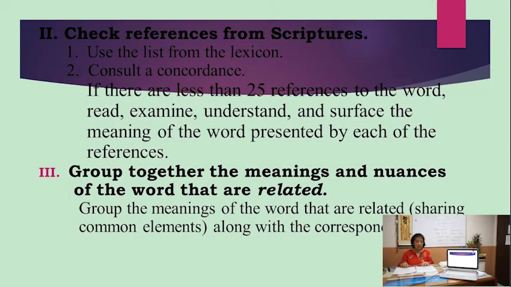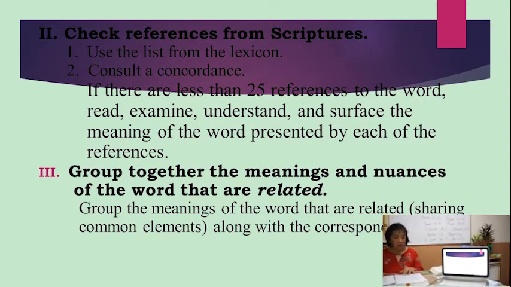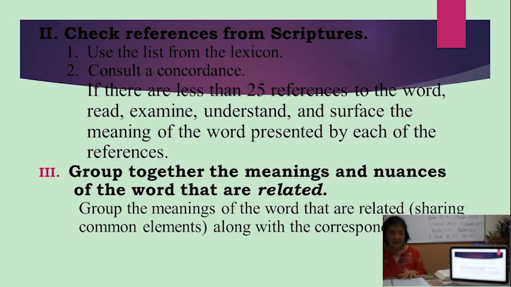After identifying your word and summarizing the result of your study on the word, then you go to checking the references from Scripture. Use the list from the lexicon or consult a concordance. If there are less than 25 references to the word, read, examine, understand, and surface the meaning of the word presented by each of the references. If you're using Accordance, press the Hebrew word, right-click, click Biblia Hebraica, search for root, analytics, and then your concordance. In the concordance, it lists the number of times a word is found in the Hebrew Bible.